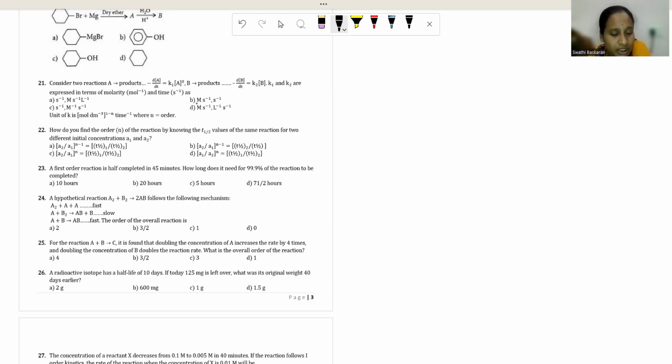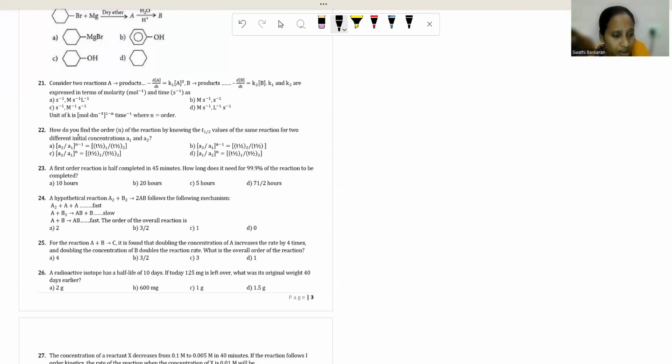Why? Because here capital M represents molarity, and molarity is equal to mole decimeter minus 3. Hence this is the unit for zero order, and time inverse will be the unit for the first order rate constant. Hence option B will be correct.